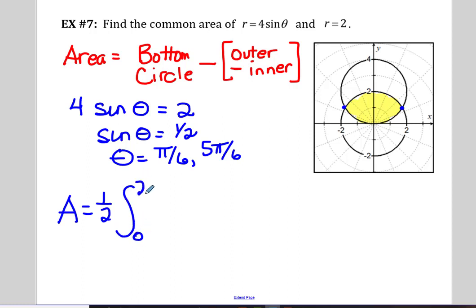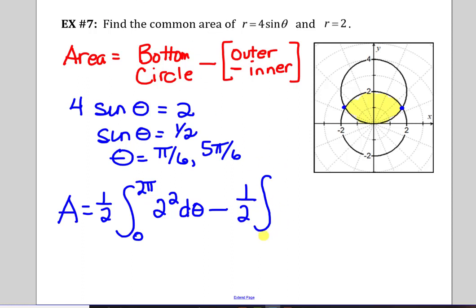That's going to go from 0 to 2 pi. So that's going to be 2 squared d theta. So that's r equals 2, this one, the bottom circle. And then we're going to subtract out the pi over 6 to 5 pi over 6.